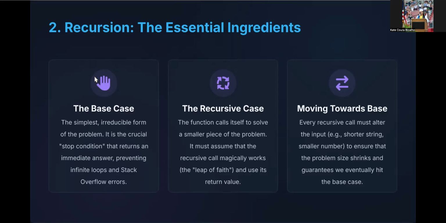So there are three essential ingredients to writing a recursive function. The first one is the base case. This is incredibly important. This is like the simplest irreducible form of the problem. So if we don't have a base case, our problem is going to keep going forever. So whenever we start with a problem, the first thing that we want to do is think about, what is the smallest problem?